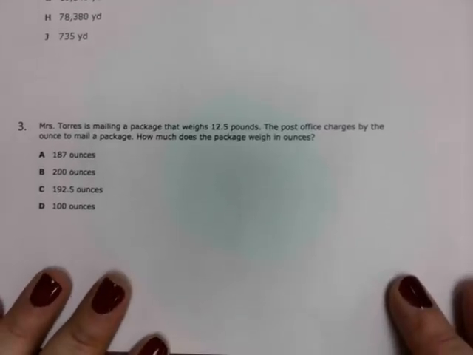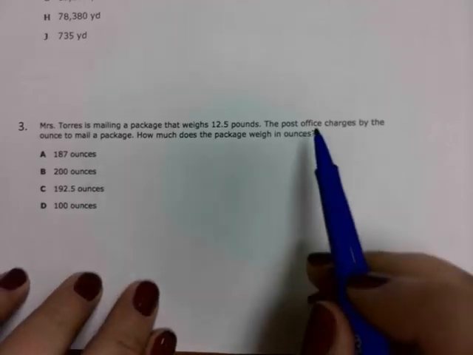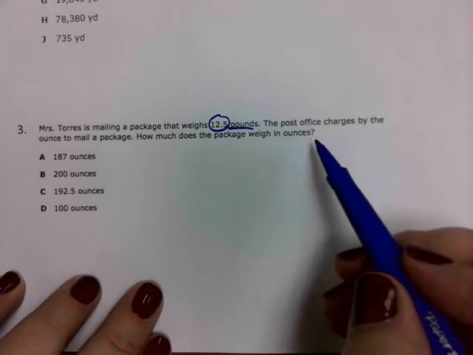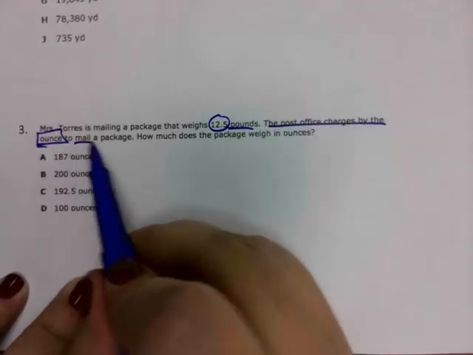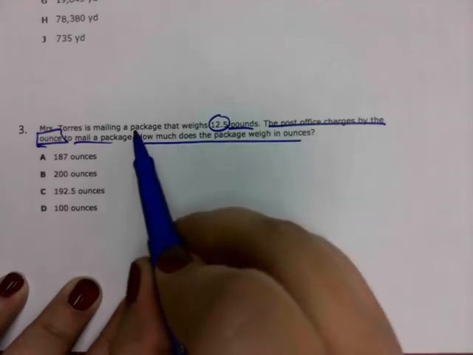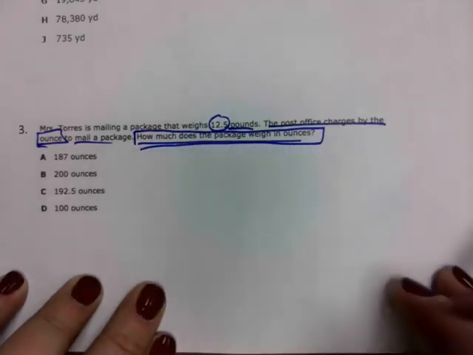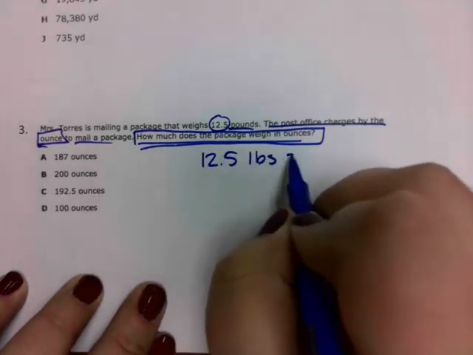It says Mrs. Torres is mailing a package that weighs 12.5 pounds. Okay, we have 12.5 pounds. The post office charges by the ounce to mail a package. How much does the package weigh in ounces? So we need to take the 12.5 lbs, pounds.